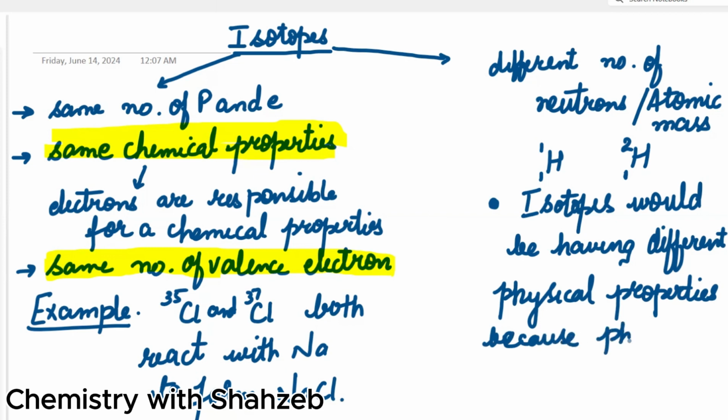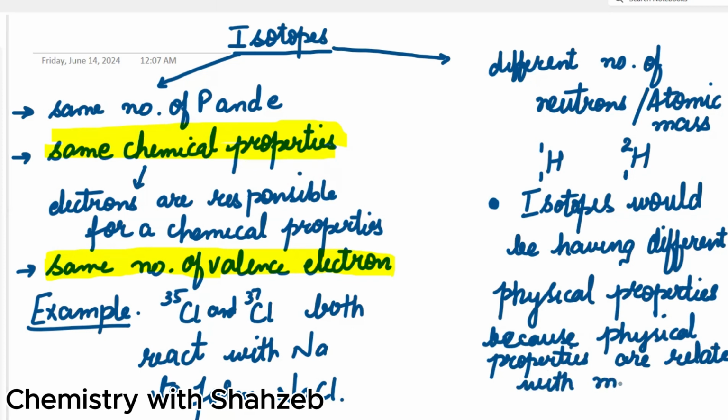Because physical properties are related with mass. So this becomes quite evident from us that due to having different masses, isotopes would be having different physical properties. Okay. And what is an example for that?